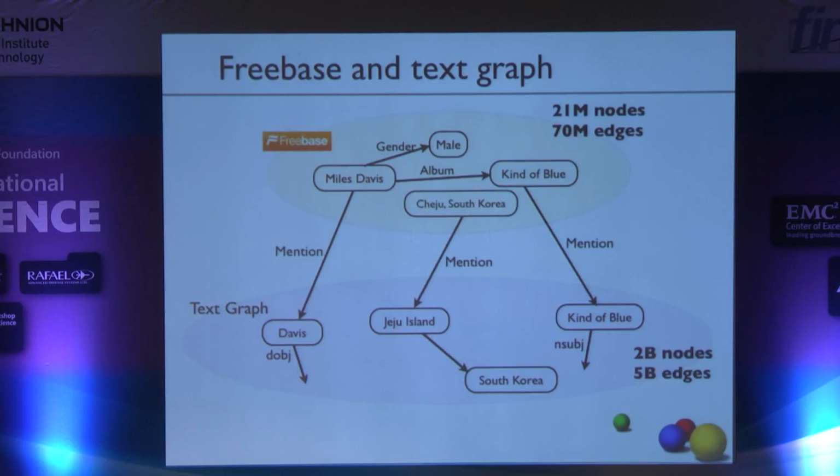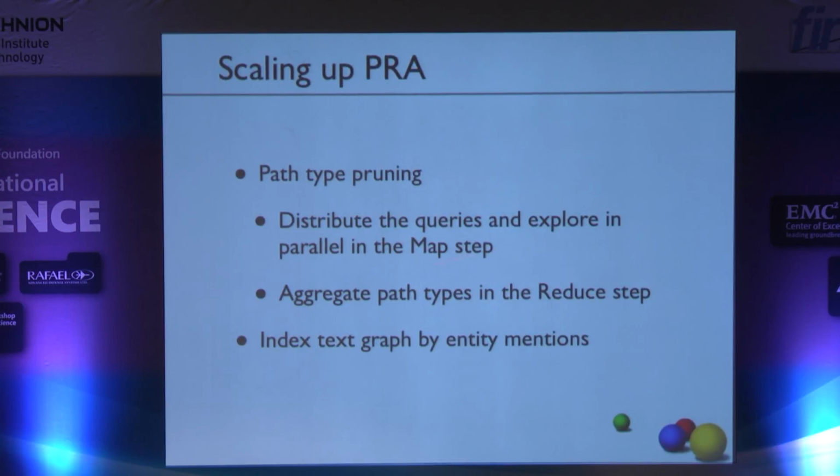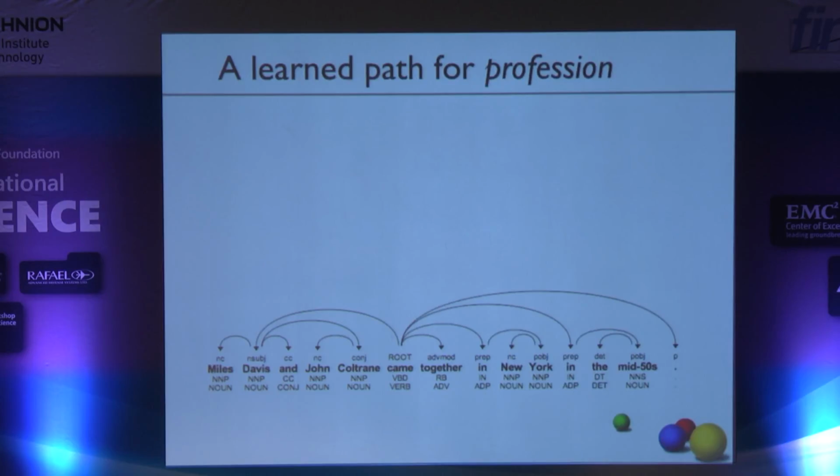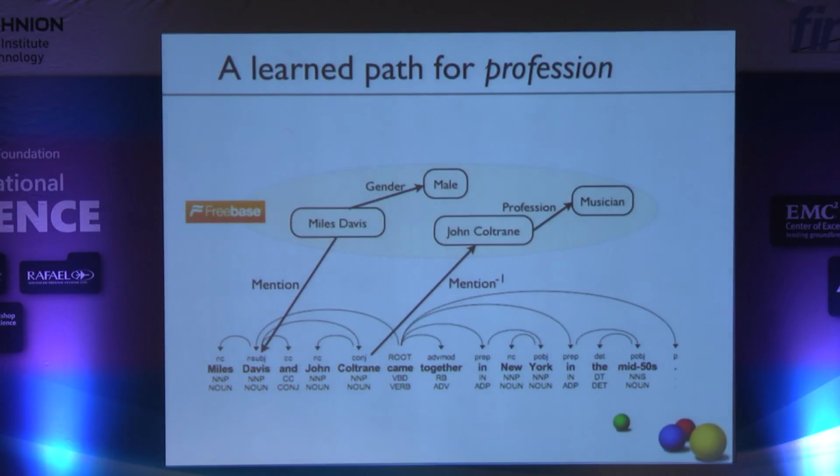And so this is a fairly large graph. So you see 2 billion nodes, 5 billion edges. And so this has to be parallelized. So basically we do some pruning, which I won't go into, which is distributed, what are we looking for, and exploring parallel map step, and then aggregate path types and reduce step. And the text graph, which is used, is indexed by dimensions, the entities we're looking for. So here's a learned path for profession. This is a concrete sentence that appears somewhere.